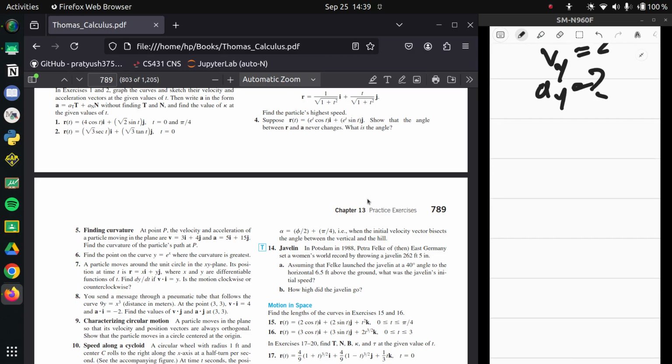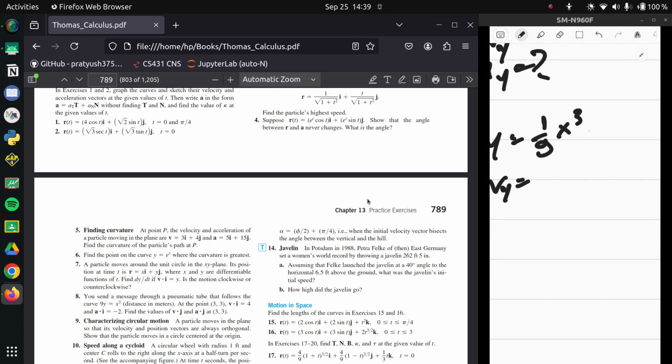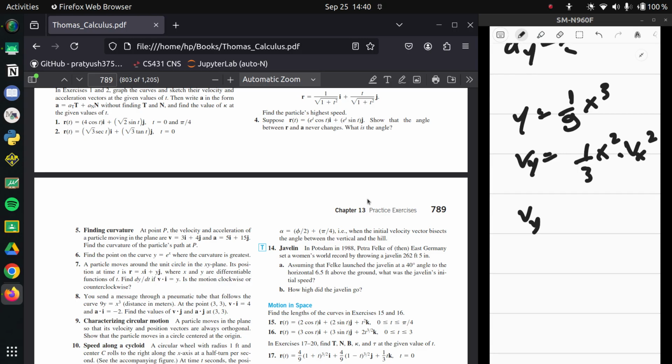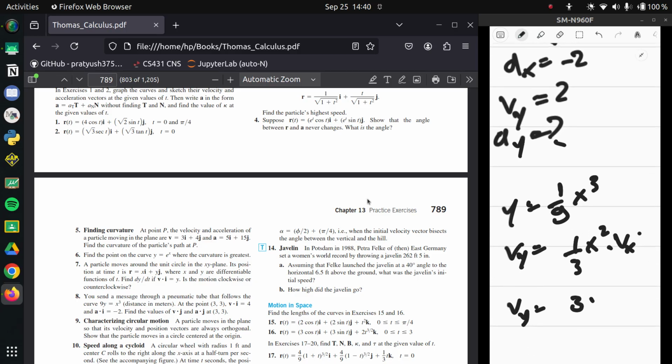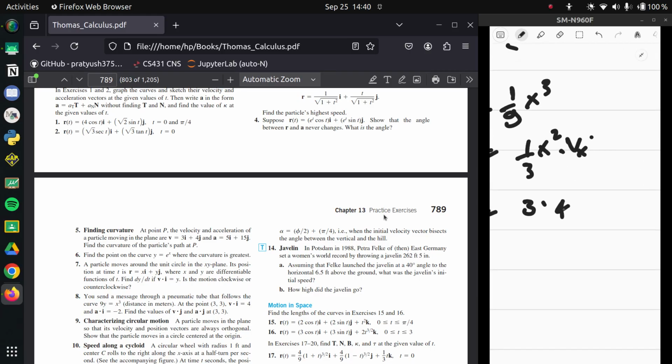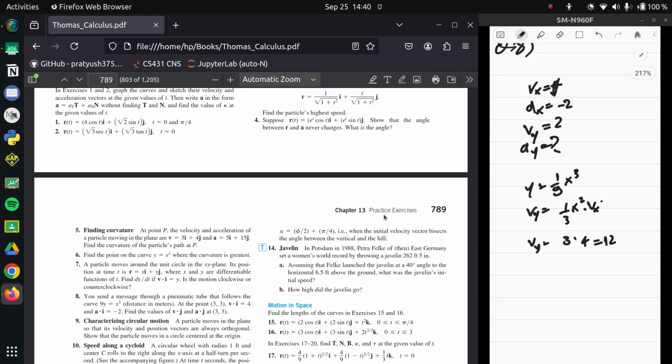This shouldn't be hard because you know that y is equal to 1 by 9 x cubed, so y dot, or basically vy, is going to be the derivative, 1 by 3 x squared, times vx. At point (3, 3), your x value is 3. So your vy is 3 squared over 3, which is 3 times vx, not squared, just vx. So vx is 4, so vy is going to be 12.